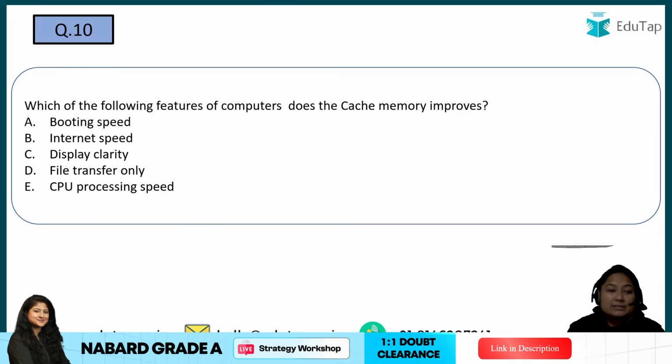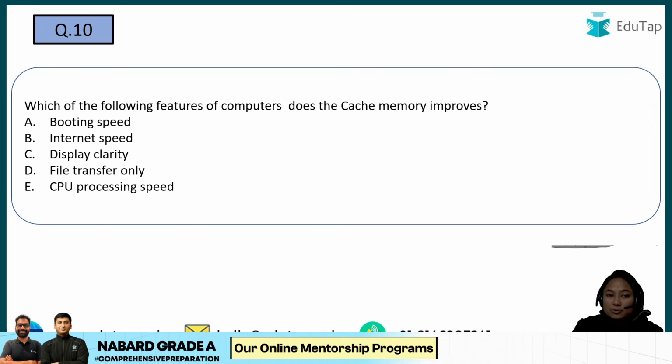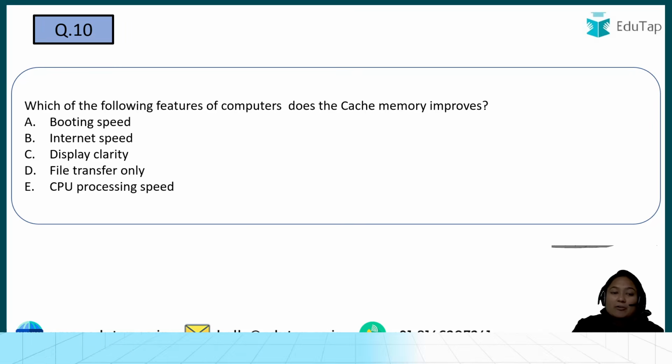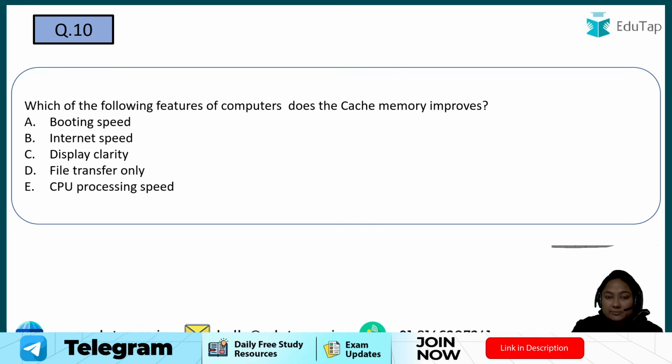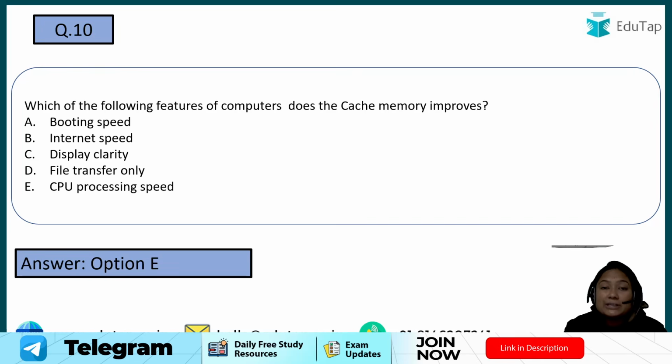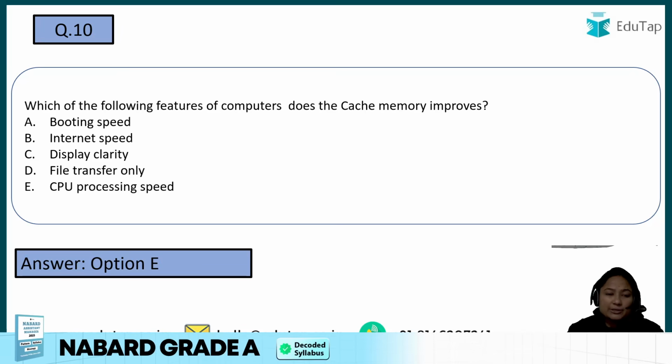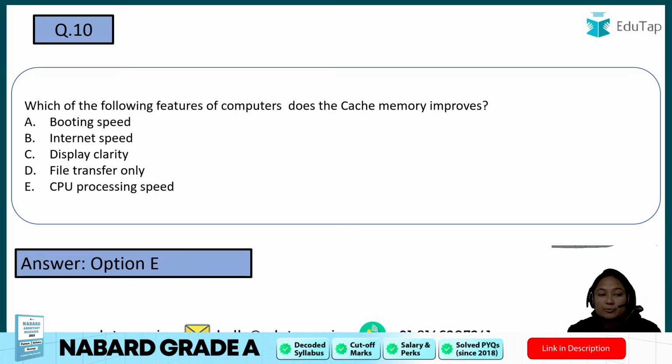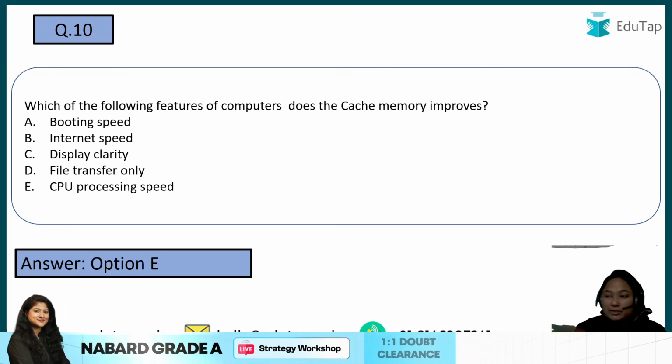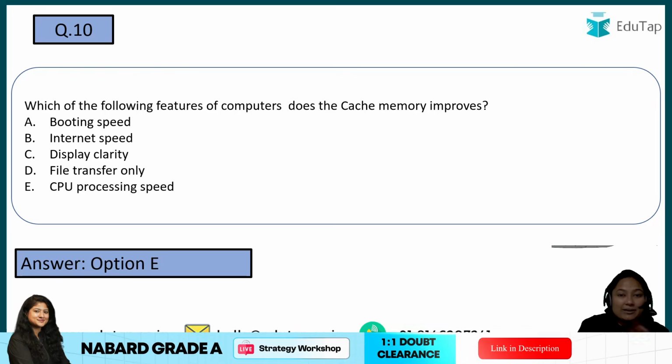Okay. Next, which of the following features of a computer does cache memory improve? Booting speed, internet speed, display clarity, file transfer only, or the CPU processing speed? The correct answer will be option E, because the cache memory will not utilize the processing speed in opening the data. It has created a shortcut, so without processing, it will easily open it. So what it is improving is the CPU processing speed, because the CPU needs to spend less time looking over which file needs to be opened, where that file is, that kind of thing.